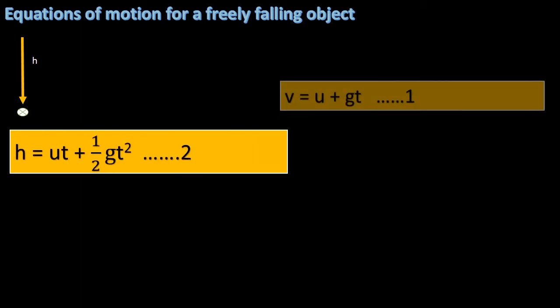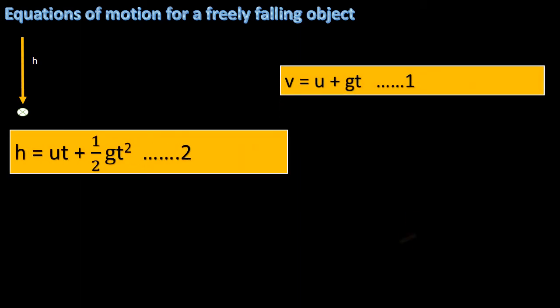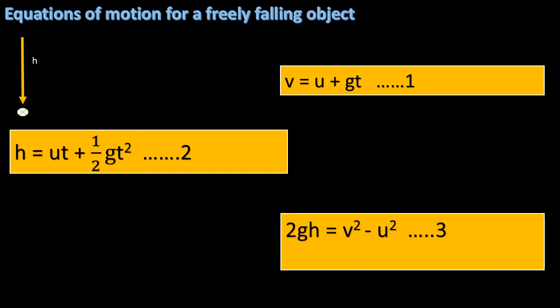Equations of motion for a freely falling object, as we know, are v = u + gt, h = ut + ½gt², 2gh = v² − u², where u is the initial velocity, v is the final velocity, h is the height, g is the acceleration due to gravity, and t is the time.